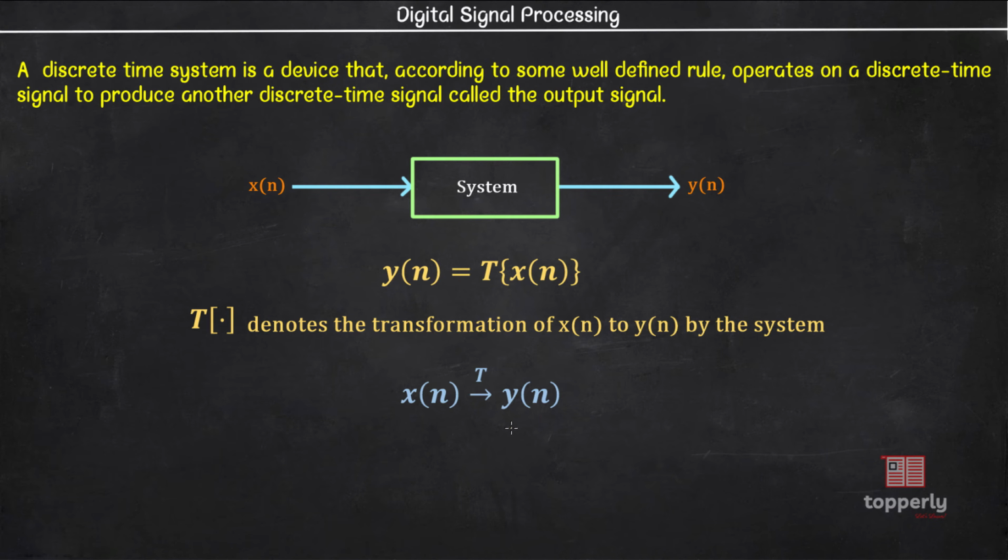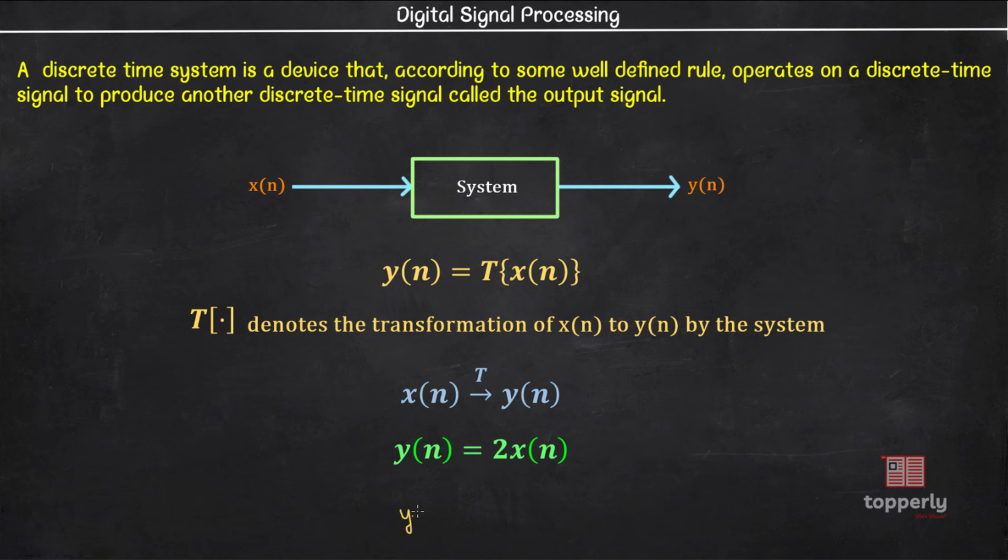Now, another way to represent a discrete time system is by a set of difference equations. For example, consider the difference equation y of n equal to 2 into x of n. This equation represents a discrete time system which operates on an input x of n to produce an output y of n, which is twice the input signal. Also, here we observe that for this system, the output at time n equal to n0 depends only on the value of input at n equal to n0.